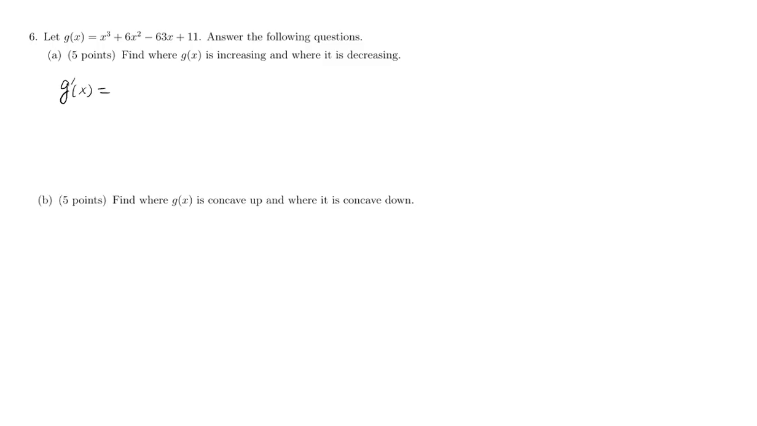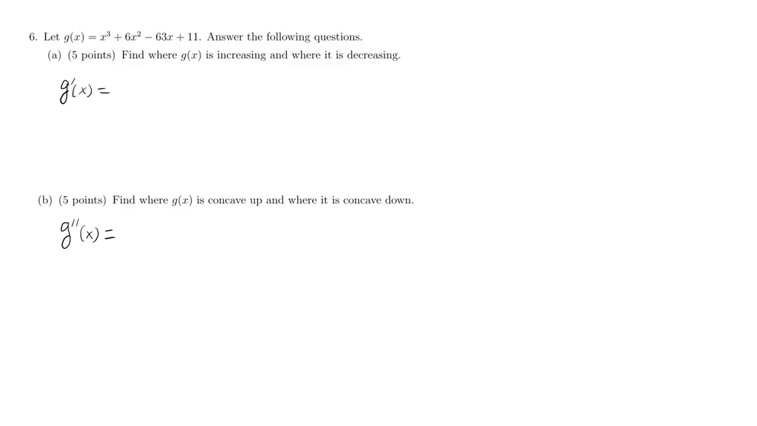Look at the next question. It says concave up or down. A function is concave up if its second derivative is positive, and it's concave down if its second derivative is negative. So immediately when you see this concave up or down, you should find out the second derivative.